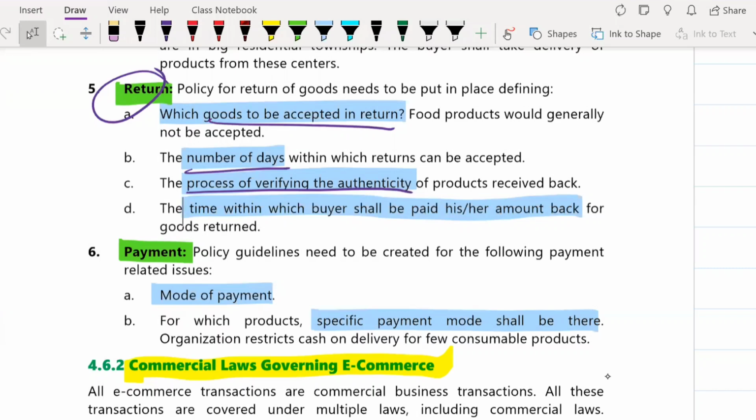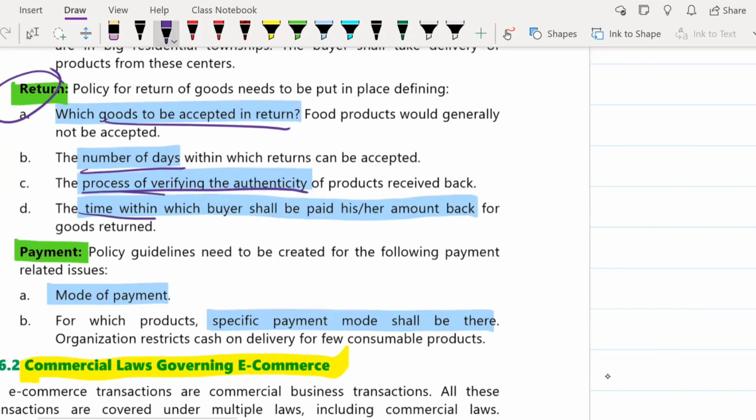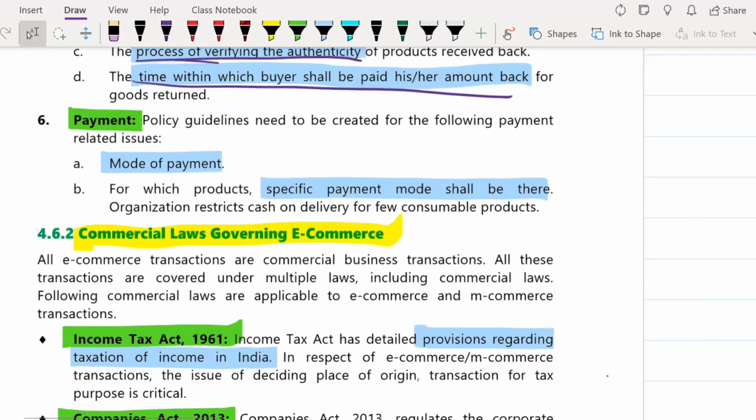Suppose usually what happens is that in an offline store, if you're going to return your clothes, they'll see the tag which is there, and using that they will authenticate the product and take it in. Then the time at which the buyer will get the refund, the policy related to that must also be there. Usually Amazon refunds within 2 to 4 days. Okay. Next is related to payment.